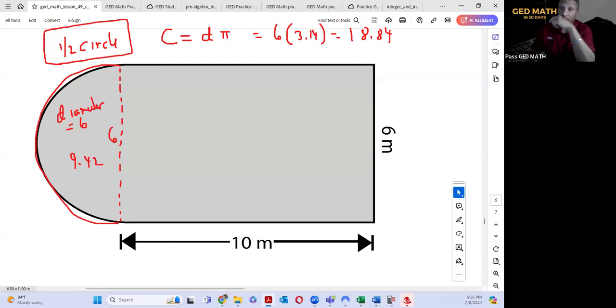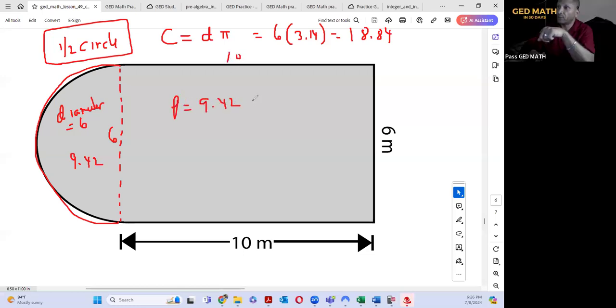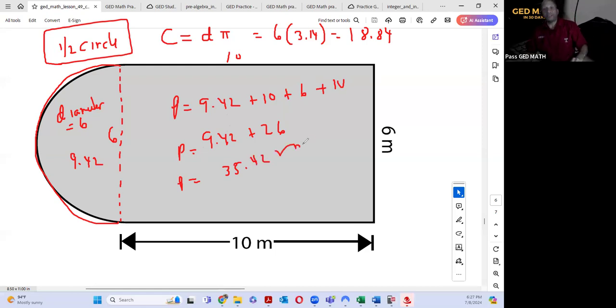Now, let's find the rest of this. If this side is 10, this side is also 10. So to find the perimeter, it would be 9.42 plus 10 plus 6 plus 10. So we get 9.42 plus 26. Our perimeter is equal to 35.42 meters. Everybody understand that? Okay, that's finding the perimeter.